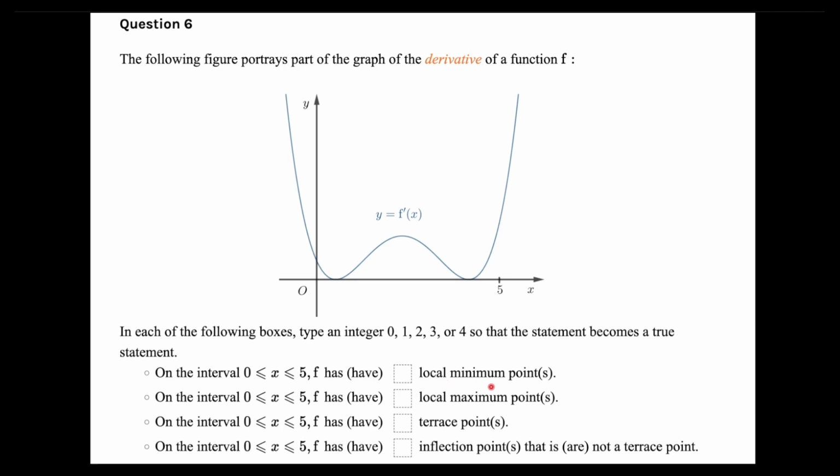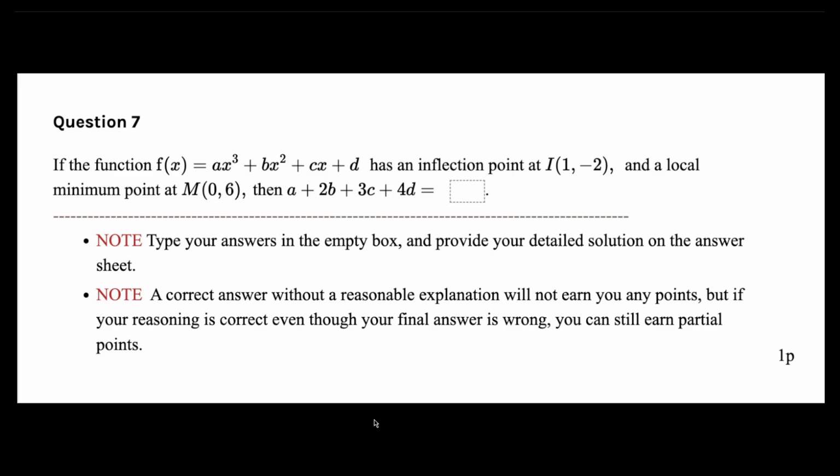F has how many local minimum points? 0, because this is talking about F. How many local maximum points? 0. How many terrace points? 2. And how many inflection points that are not a terrace point? 1. So it becomes 0, 0, 2, and 1. Yes? Anyway, let us go to the next one.